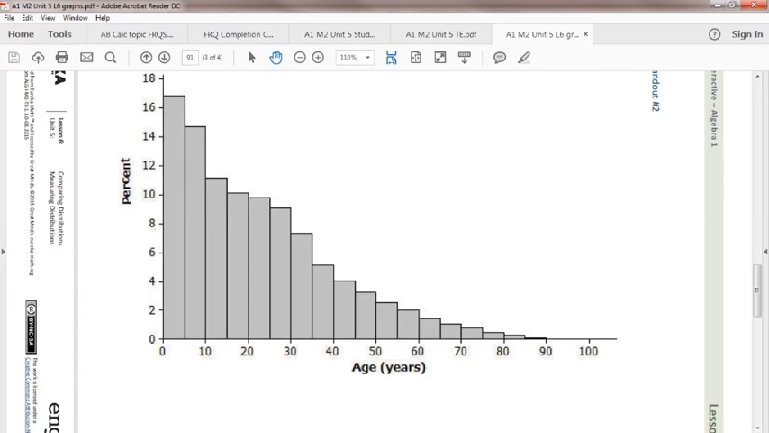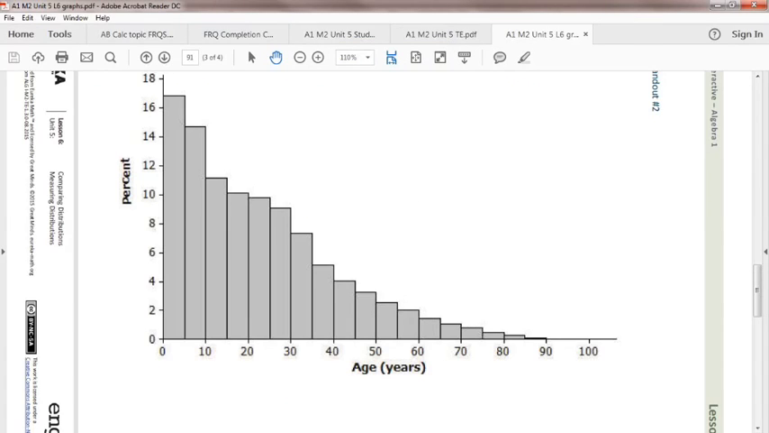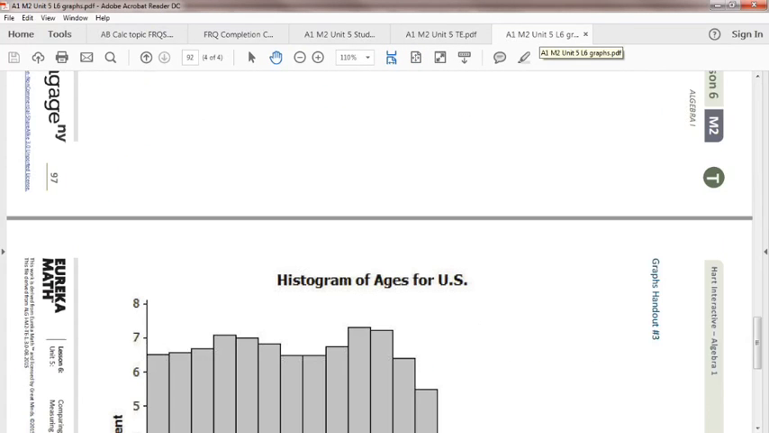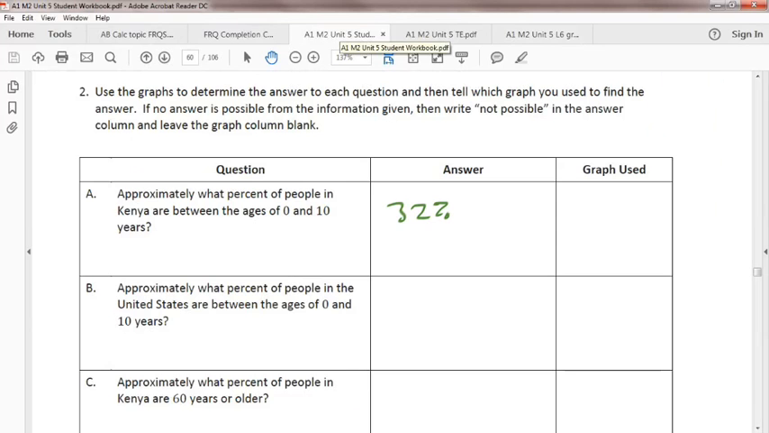All right, so let's look at our next question. Our next question is the same question, but referring to the United States. If we look at the graph for this one, we would be adding these two numbers together, this bar and this bar, because that would make up the 0 to 10 interval right here. So that's like 6.5 and 6.5 almost. So 13%? That sounds good. So I'm going to put 13%.